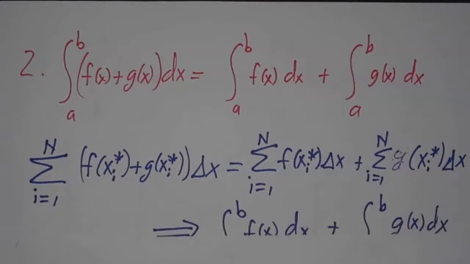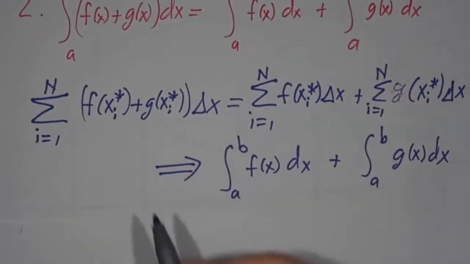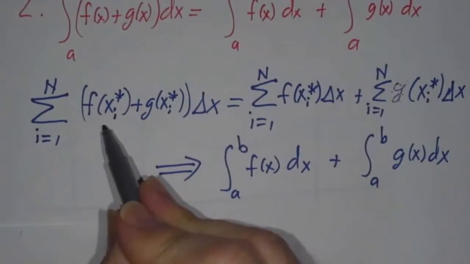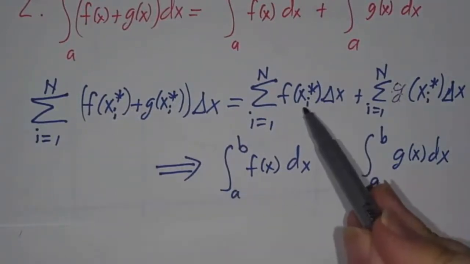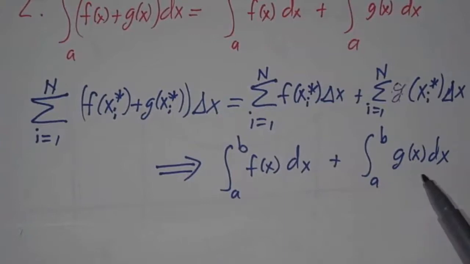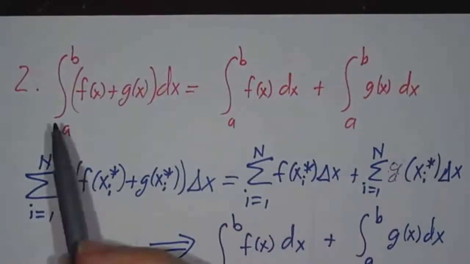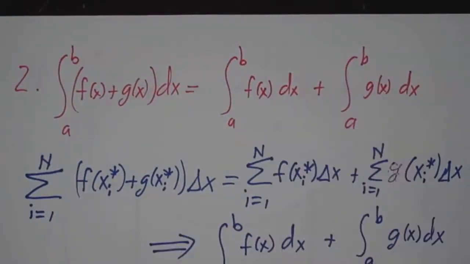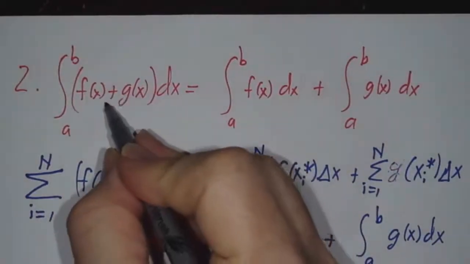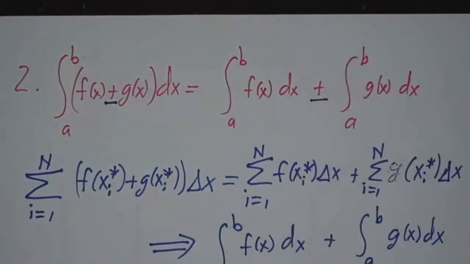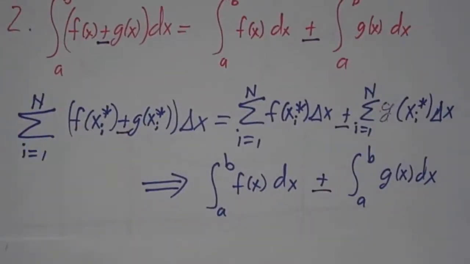Okay, and when you take a limit, this expression becomes the integral of f plus g dx. This becomes the integral of f dx. This becomes the integral of g dx. So the integral of the sum is the integral of the first function plus the integral of the second function. And we could have done the exact same argument for a difference. Instead of talking about f plus g, we talked about f minus g. We would have had the exact same argument and the exact same result, only with minus signs instead of plus signs.